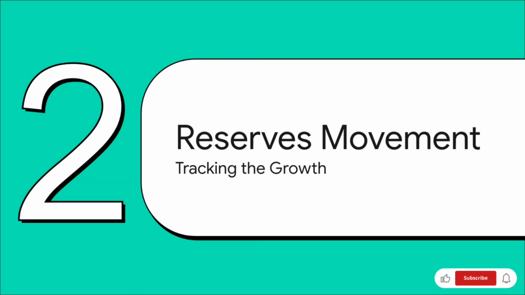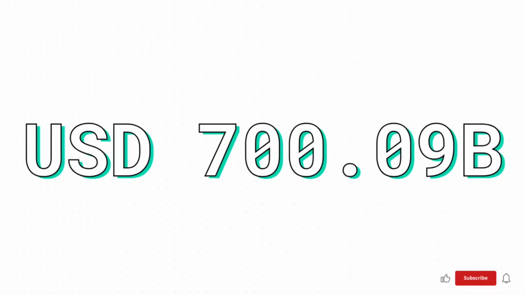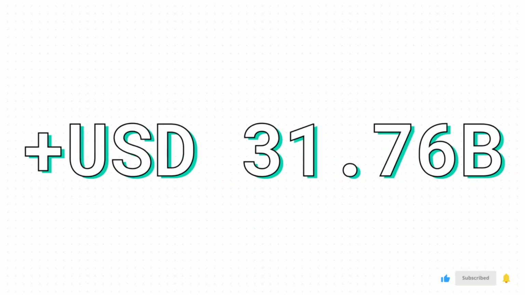This is where you'll find those key data points that are just perfect for your prelims. And here it is, the headline figure you absolutely must remember. Just over 700 billion US dollars by the end of September 2025. That is a massive financial buffer for the country. And check this out. That represents a huge increase of nearly $32 billion in just half a year.